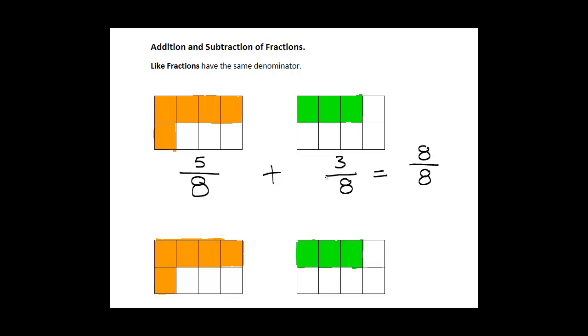8/8. You can see that what we would do here, if we didn't have a picture, we would add together the numerators, 3 plus 5 is 8, and leave the denominator the same. It's still cut into the same amount. And we can see that 8/8 is the same as 1. If I put these 3 green pieces over here, we can see it makes one whole block, and that's what our math showed us.